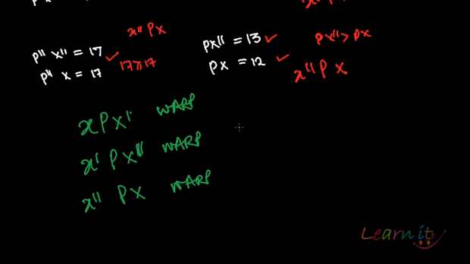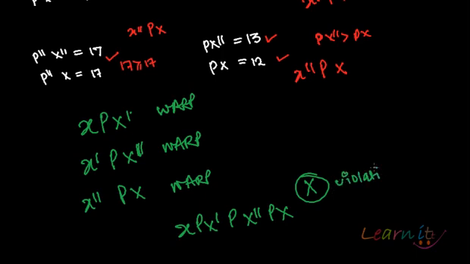But in case you look through these preferences, what you are getting is X P X dash, P X double dash, P X. So it is violating. So this is wrong. This is violating the transitivity assumption.